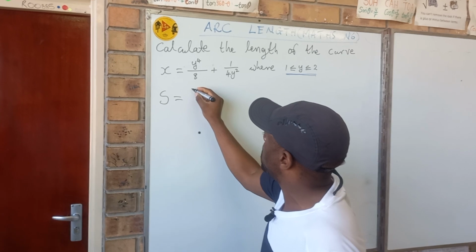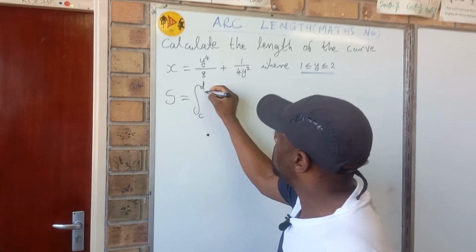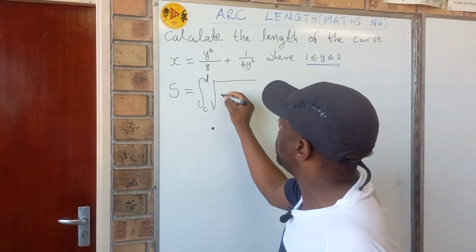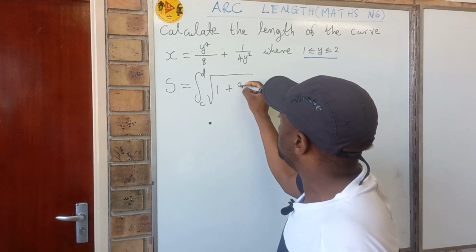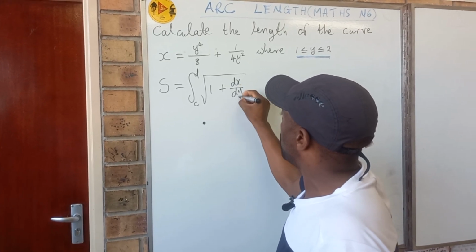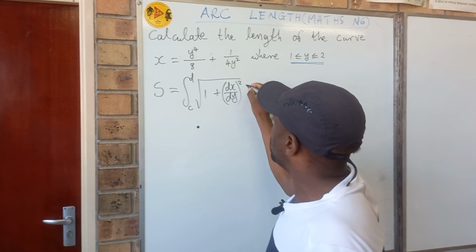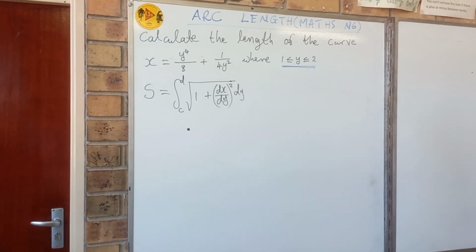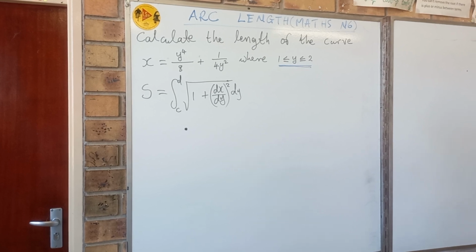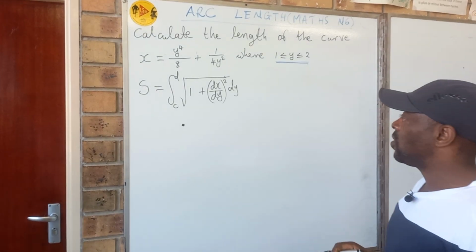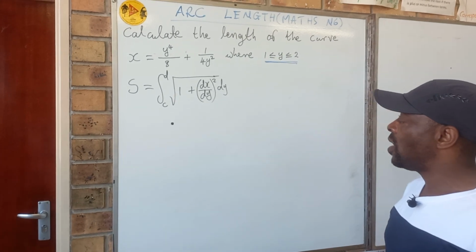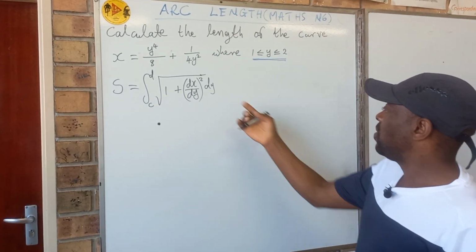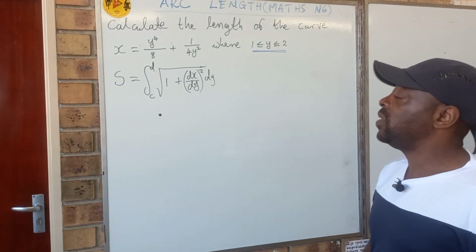That formula is the integral from c to d of the square root of 1 plus dx over dy, all squared, dy. So that is it. For a question on arc length, please make sure you get the right formula, because with the wrong formula, you're already out of this question. Our formula ends with dy because the limits are in terms of y.